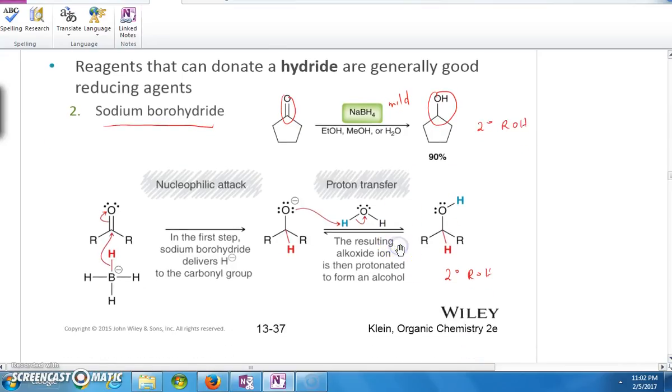And how it does it is by a nucleophilic attack. In the first step, sodium borohydride delivers a hydride, as you can see, to the carbonyl group, and then you have a proton transfer. The resulting alkoxide is then protonated to form the alcohol. So it takes the ketone, as you can see here, to give the secondary alcohol. That's for sodium borohydride.